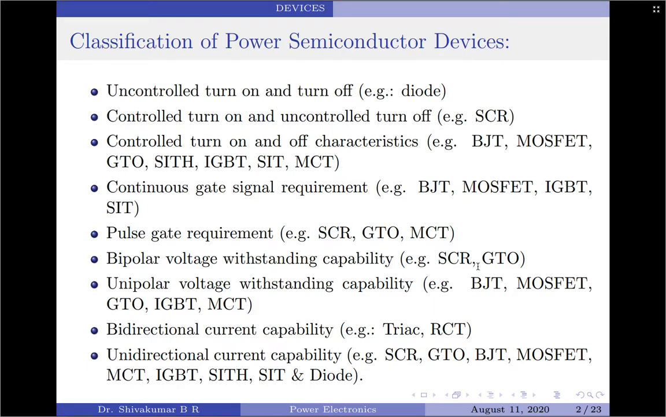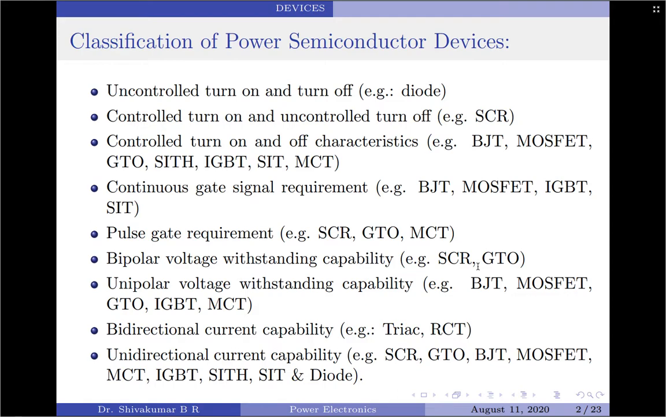The next category we have is controlled turn on but uncontrolled turn off. An example for such a device would be a simple SCR, or thyristor, as it is commonly called. As we know, a thyristor requires two voltages for proper biasing. One is a positive VAK, and the second is a gate voltage, again positive with respect to the cathode. As we have already learned, the best way to turn on an SCR is to give a nominal voltage across the anode to cathode terminals. It should be positive, plus a positive voltage across the gate with respect to the cathode to turn it on.